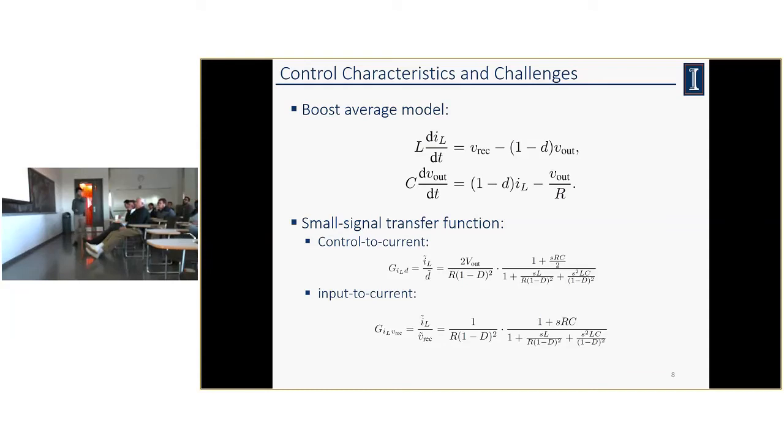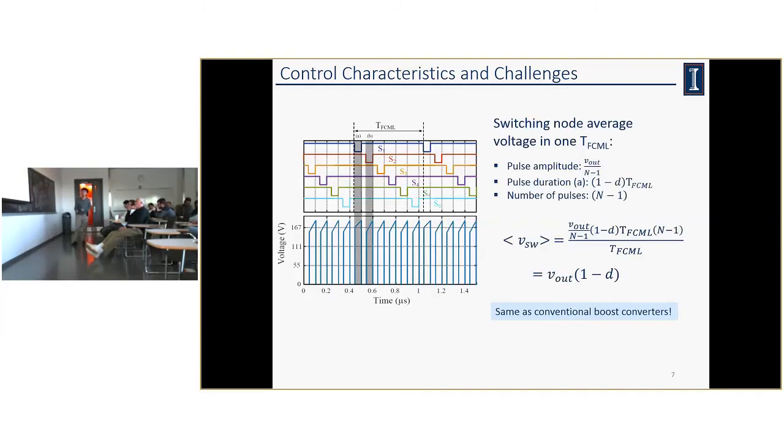SIT is 1.5 millifarad. Is it your input capacitance, blind capacitance? It's the output, because this is a boost average model, so we only care about the output capacitance. So we're neglecting the blind capacitors, they do not play a factor in it? Yeah, because this is the average model over one switching cycle.